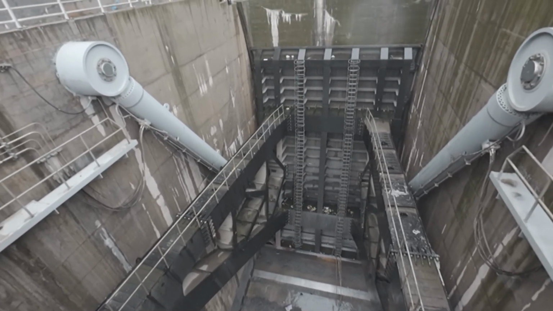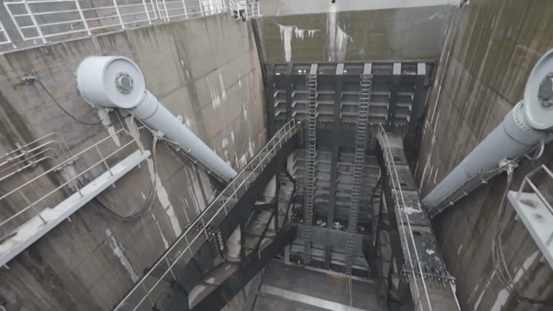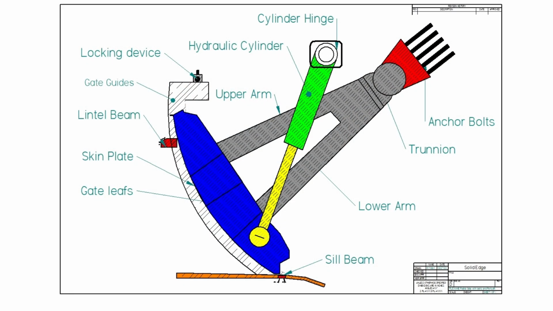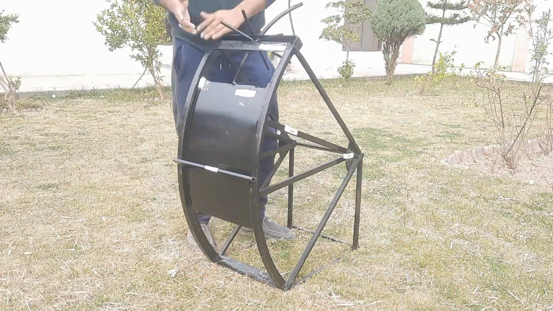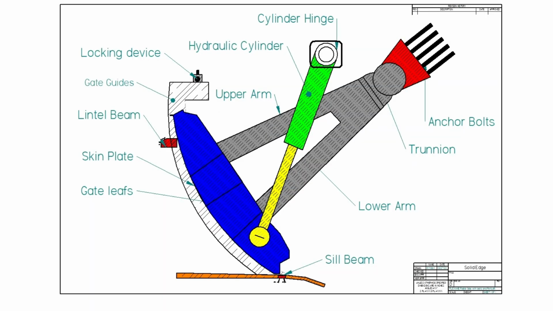In this video, we'll explore the key components of a radial gate using this detailed sketch, and I'll demonstrate how it works with a mini model I built. Let's start by breaking down its parts. Key components of a radial gate. Let's take a closer look at the components of a radial gate as illustrated in this Solid Edge sketch.